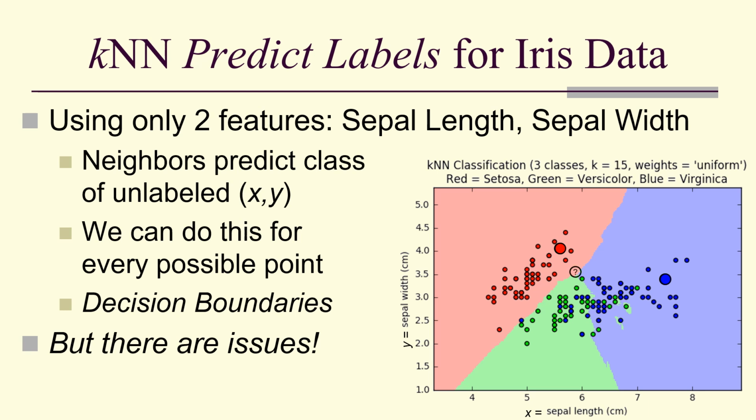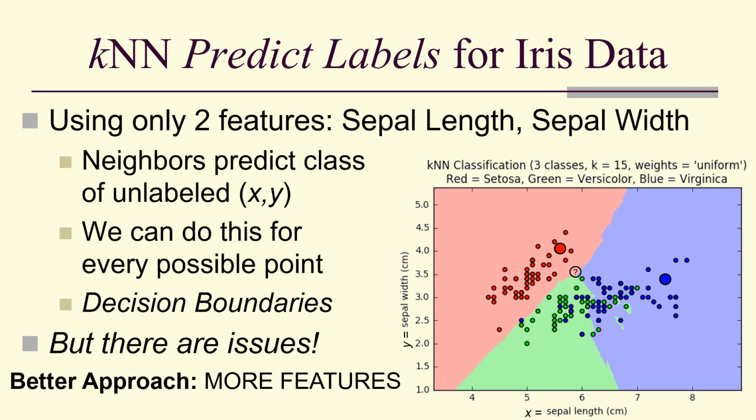But there are issues. So notice that we really don't know what to do with some of these points because they're right where the boundaries are. And look at these kind of little island boundaries in the blue region. So a better approach is to use more features. We only use 2 here.